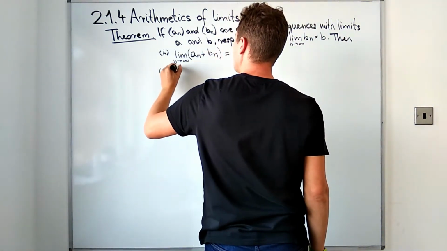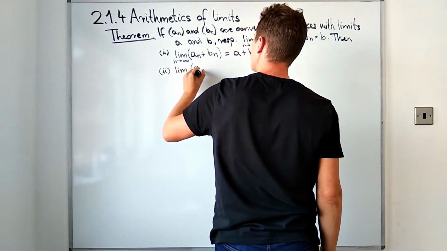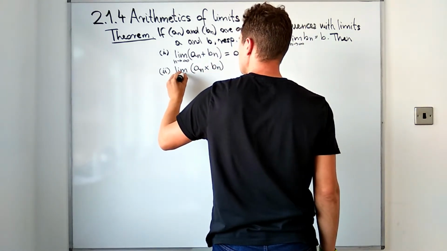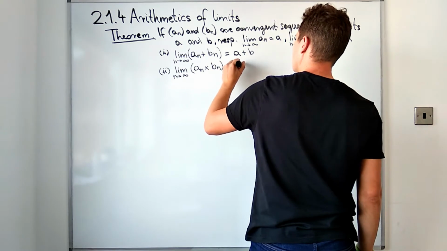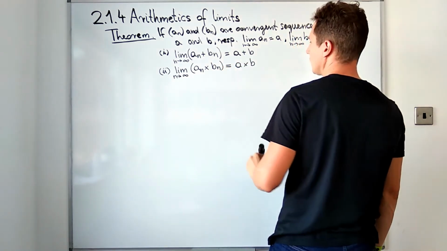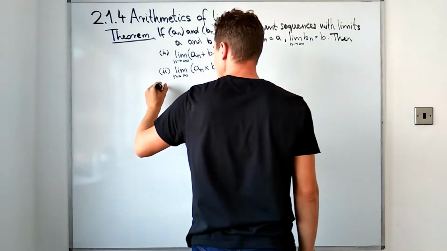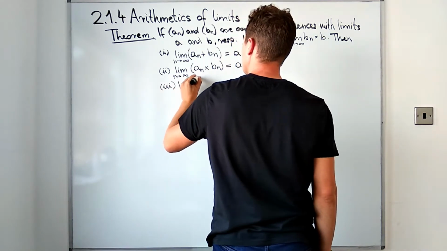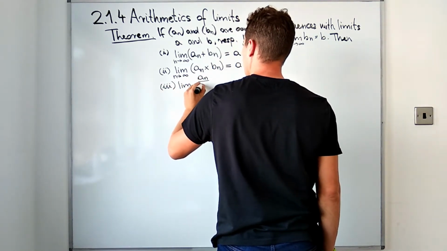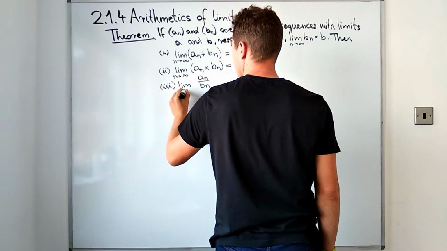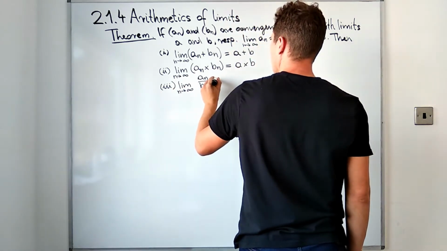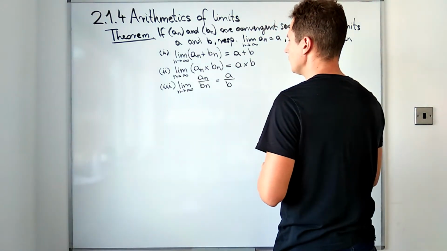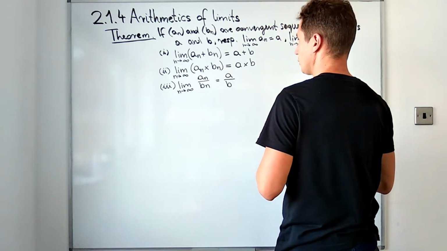Second, the limit of the sequence that we obtain by multiplying terms in these two sequences will have the limit that's the product of the limits. And finally, the limit of the sequence that we get by taking the ratio of the terms of these two sequences will have the limit that is the ratio of the limits of the original sequences.